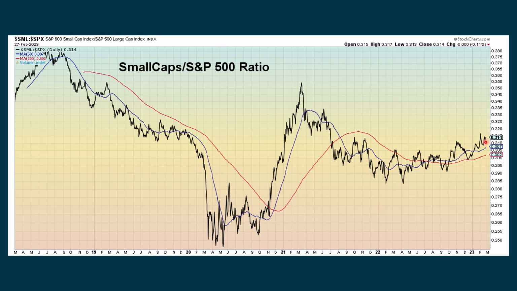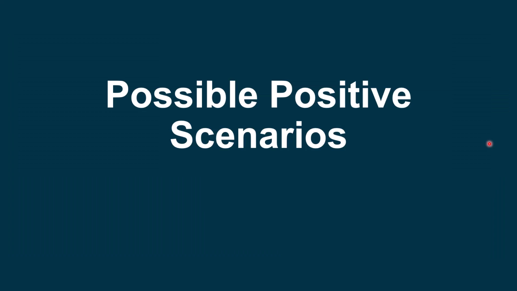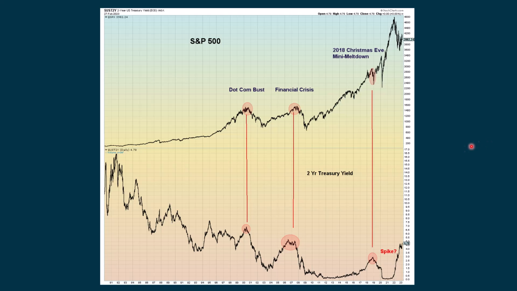The small caps continue to hold up. This could be giving some support to the S&P 500. We're in an overall uptrend and actually ticked up in Monday's session with the ratio. Just some updates with our scenarios. It looks like we're trying to take out this 2-year spike. So this previous spike that we had been working off of may be negated.